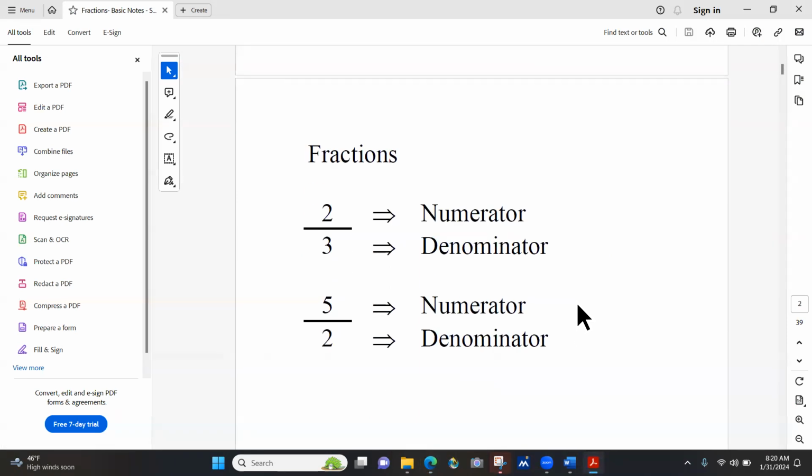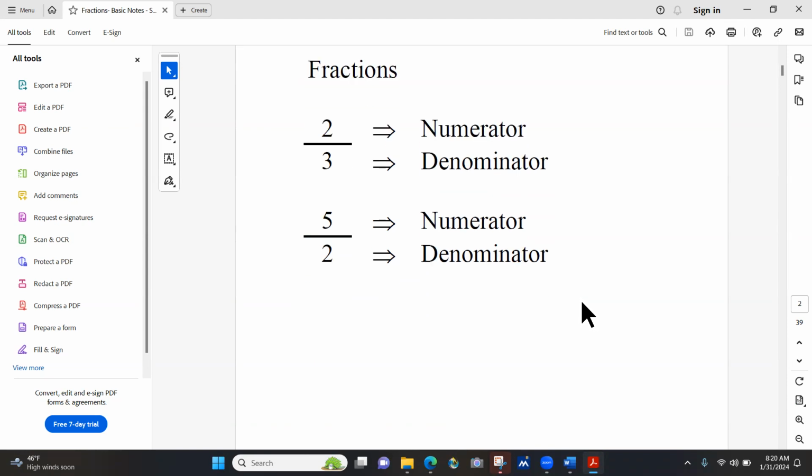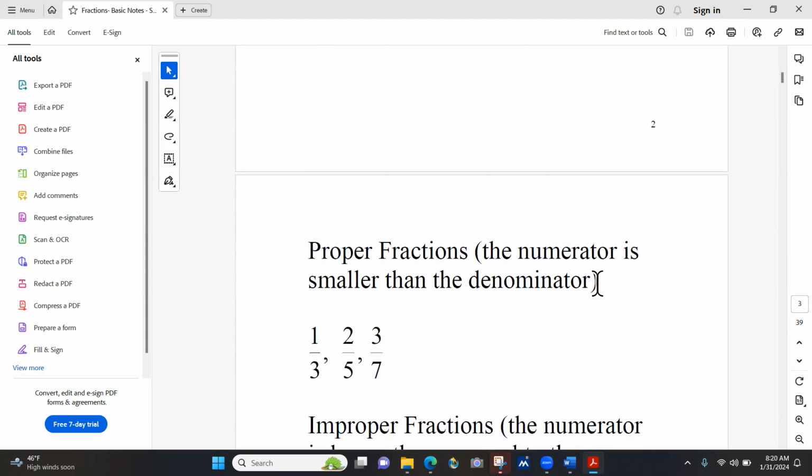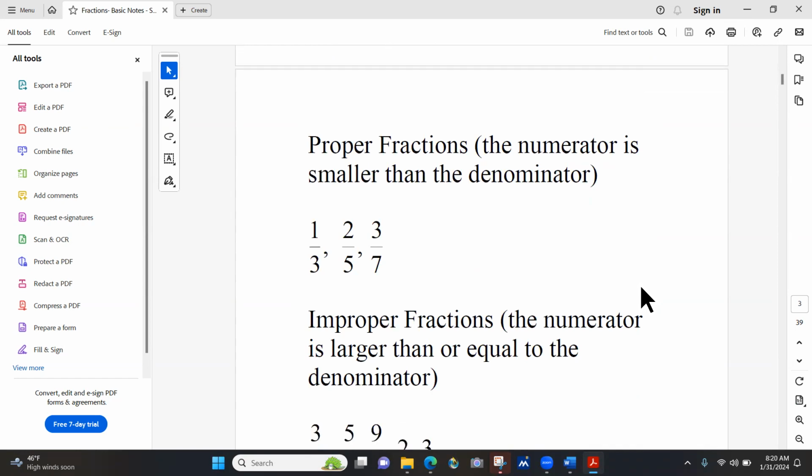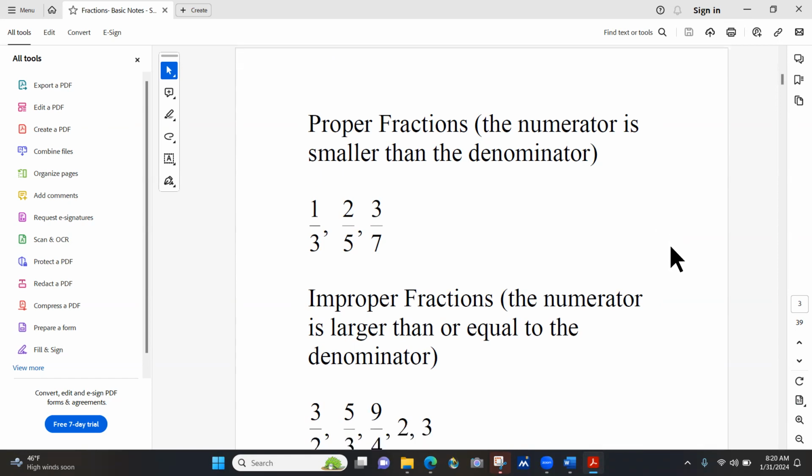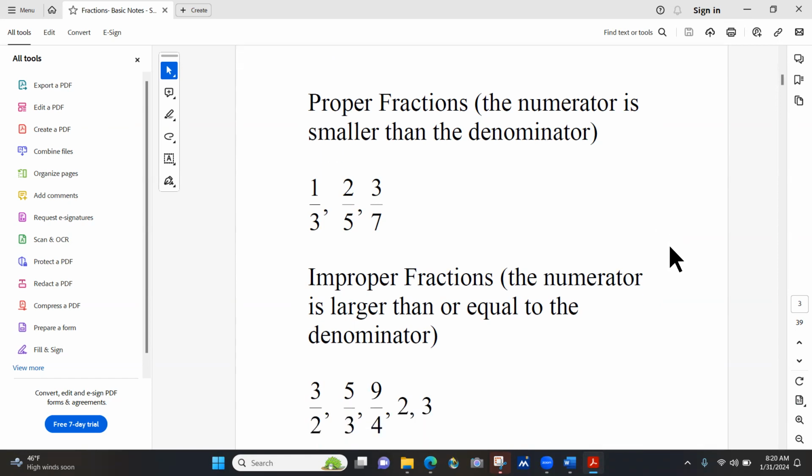So, of course, the top number is called the numerator. The bottom number is called the denominator. Okay, proper fractions are fractions where the numerator is strictly smaller than the denominator. What are improper fractions? Improper fractions are fractions where the numerator is larger than or equal to the denominator.